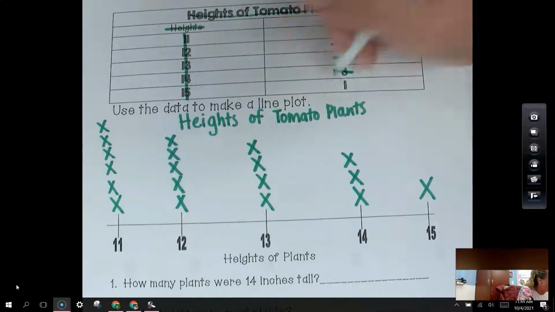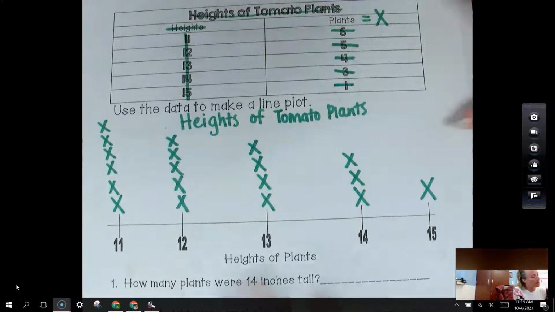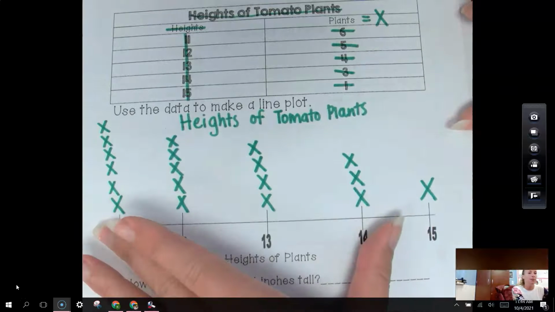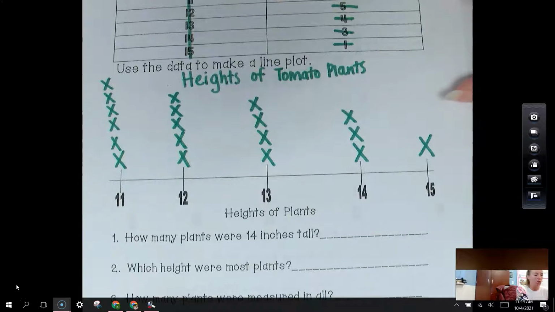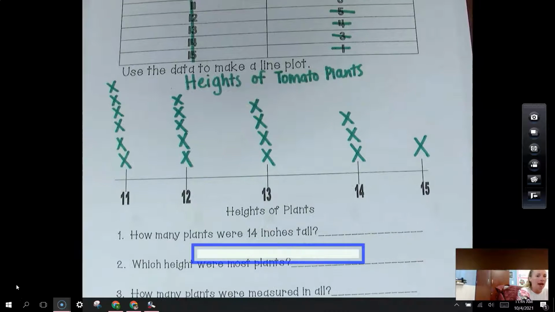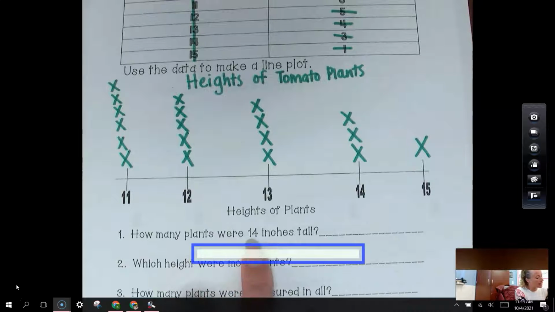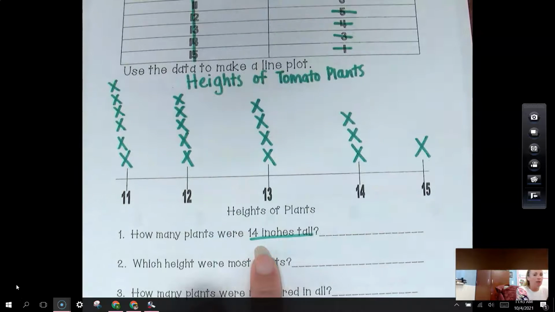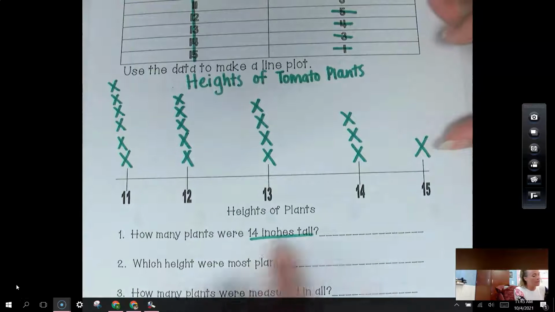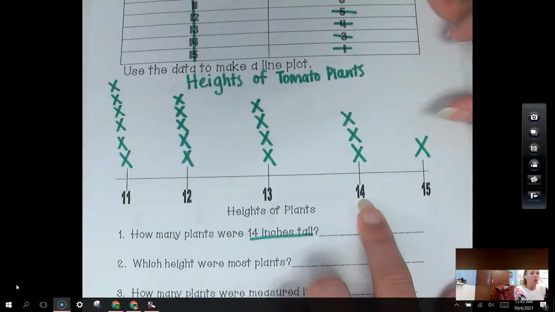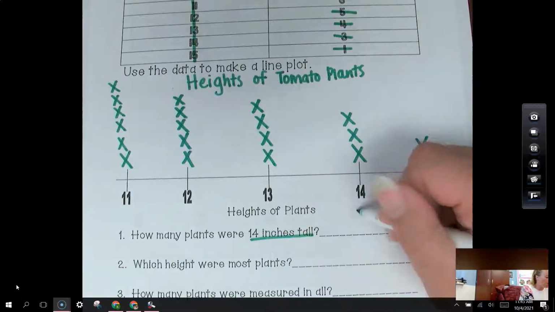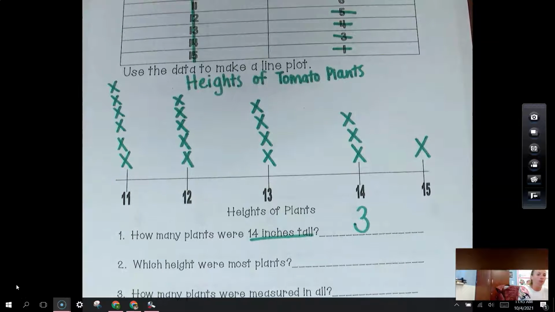Alright, so now we have made our line plot. We have put everything that is on the frequency table down here in the line plot. Now we are ready to answer our questions. It says, how many plants were 14 inches tall? Will you please underline 14 inches tall? We are going to go to the 14. How many plants are 14 inches? 1, 2, 3. 3 plants are 14 inches tall.